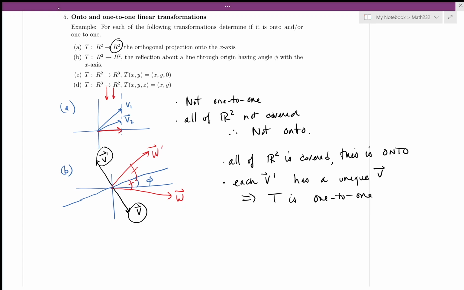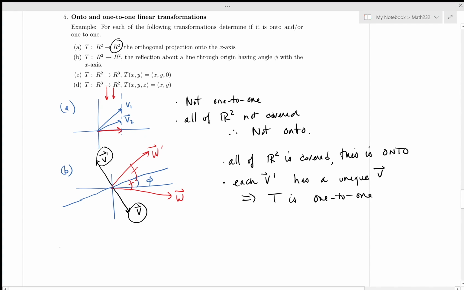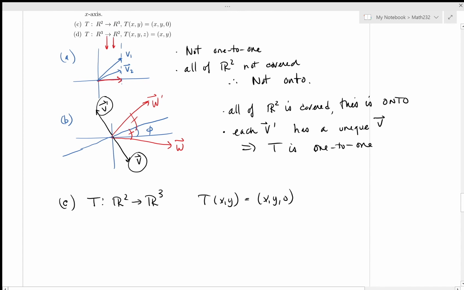Okay, next example, C. We're taking a transformation from R2 to R3. And the transformation looks like this. I think it's clear that it's one-to-one. I mean, if I have a unique x and y here, that same unique x and y show up there. Okay, so it is one-to-one. Is it onto? No, it's not. And it's not onto since R3 is not covered.